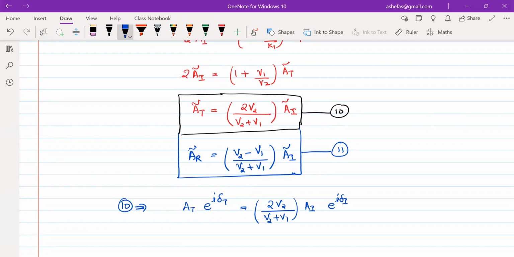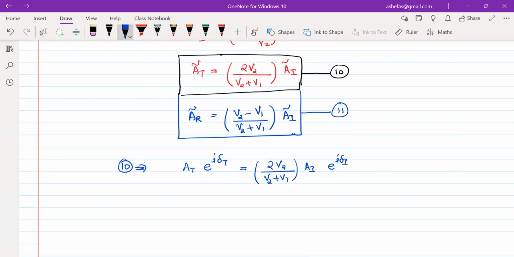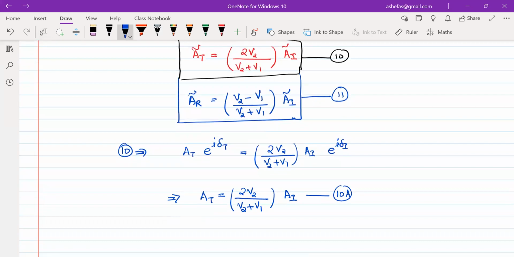Now we can equate the real part and complex part separately. So therefore this implies the real transmitted amplitude is simply 2v2 divided by v2 plus v1 times Ai, which can be equation number 10a, and e raised to i delta t becomes equal to e raised to i delta i. So that means delta t must be the same as delta i. It can be equation number 10b.